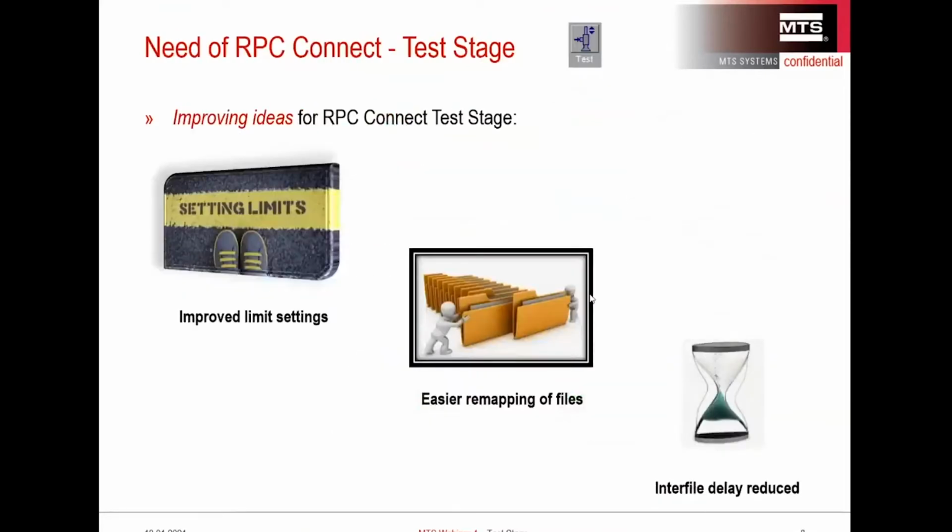I heard there was a second question. In addition, what is meant by interfile delay reduced? Okay, the interfile delay reduced. That one is focusing on the drive playout from RPC Pro versus RPC Connect in the test stage. When RPC Pro was playing out one drive file and then switching to the second file in your drive sequence, that was taking a lot of time, and that time is reduced. That is meant by the interfile delay. So playing out one drive file after another, the time in between is reduced.